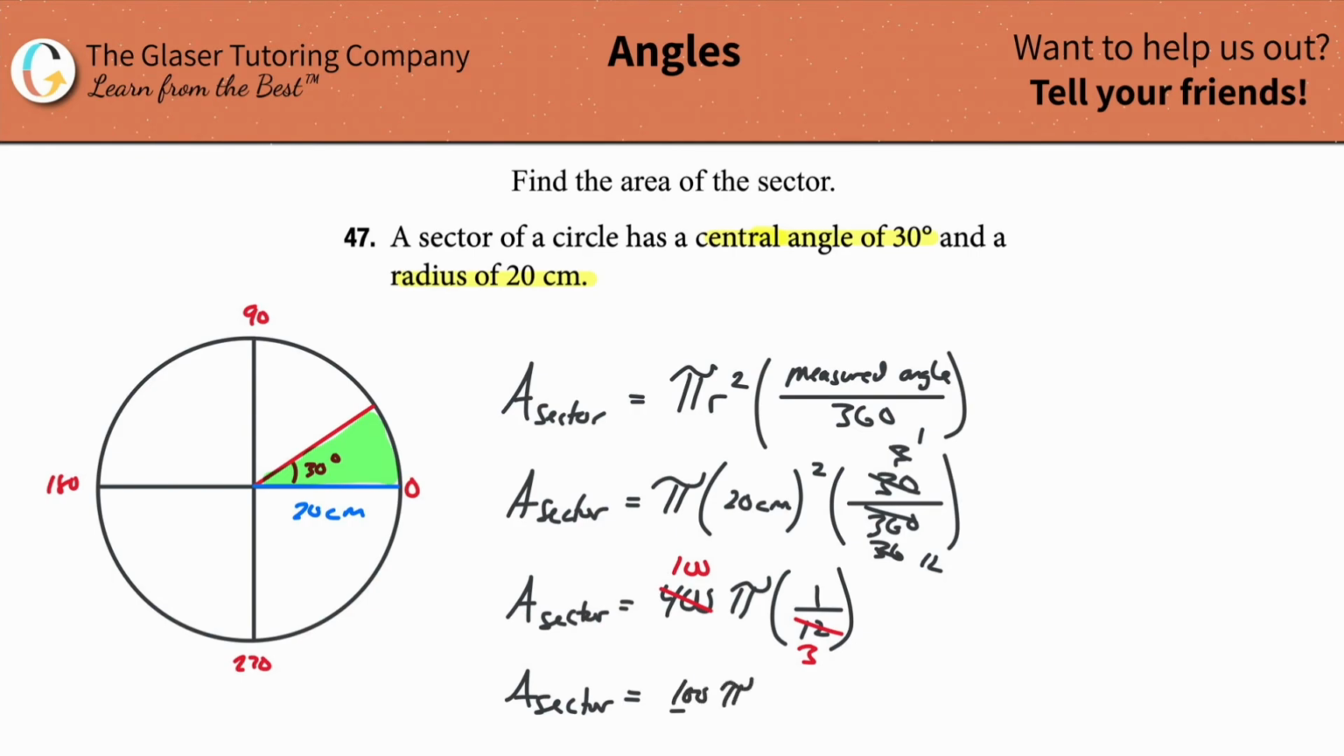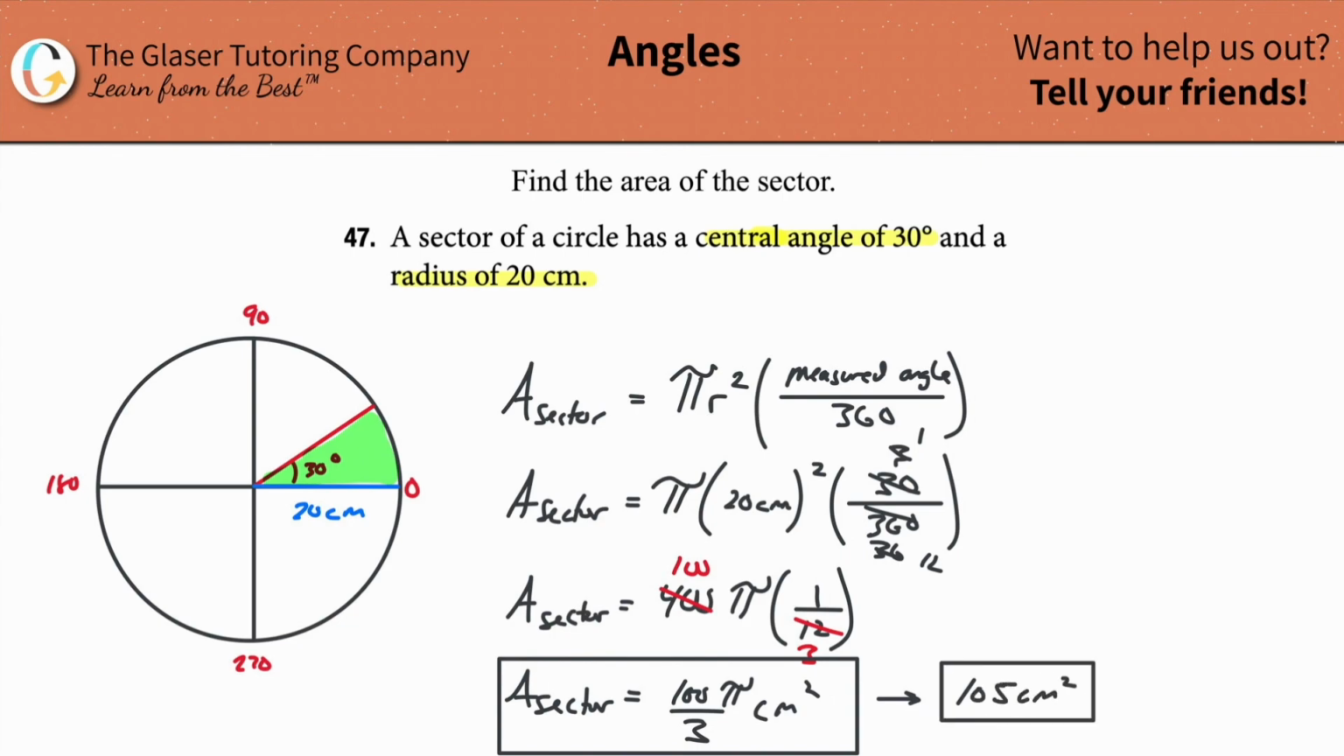It's getting a little late. So 100 over 3 pi. And this is in terms of centimeters squared. I didn't write in the centimeters after that, but it's centimeters squared. So that's the exact answer. If you wanted to convert that into a decimal, by all means, just do 100 multiplied by pi, 3.14, and then divide it by 3. It's roughly about 105 centimeters squared. That's the area in green.